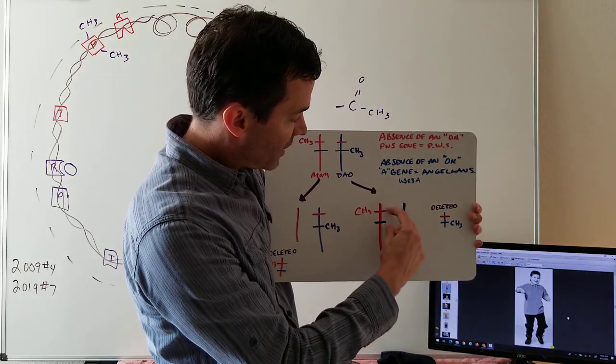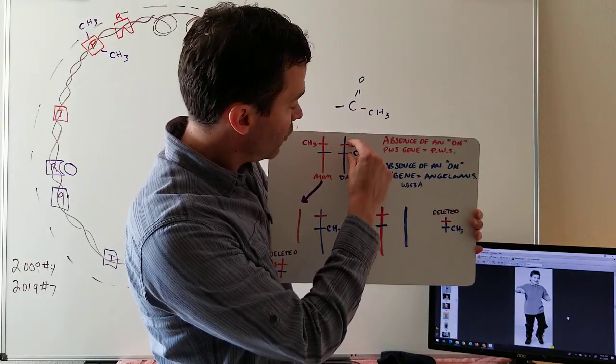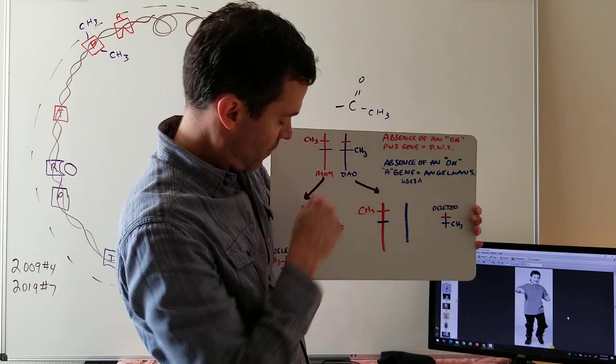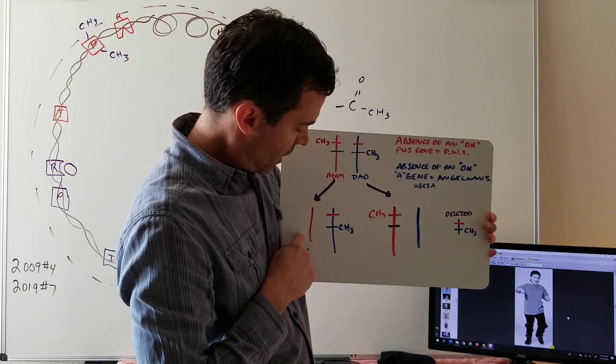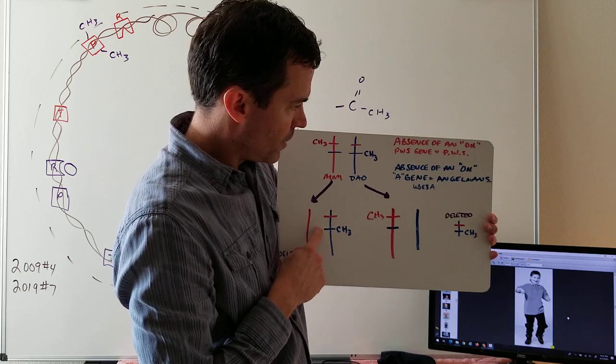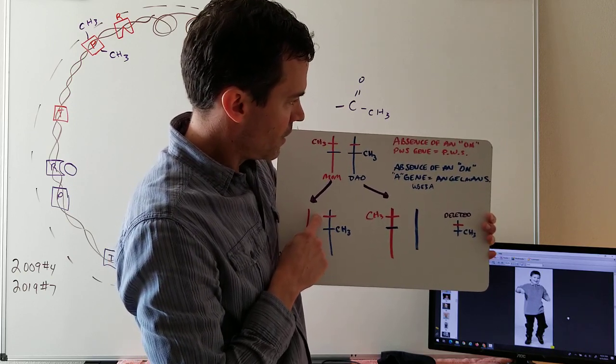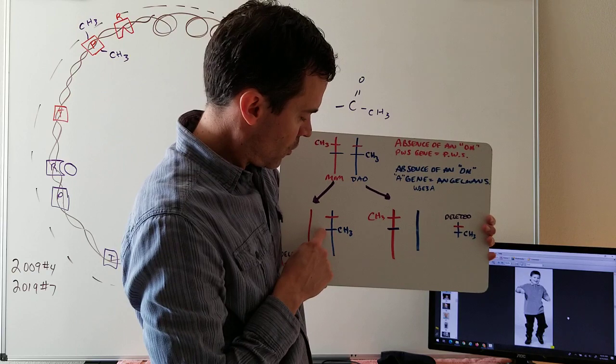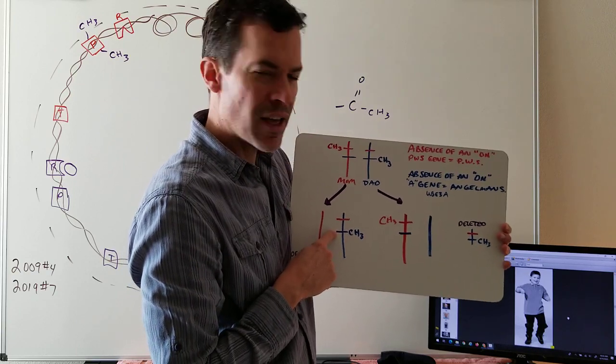Over here, if I delete the same chunk of DNA, but instead of deleting it from dad's chromosome, I'm deleting it from mom's, then now I've got an off Angelman's, and I've got an on Prader-Willi. So now this kid is going to have Angelman syndrome.